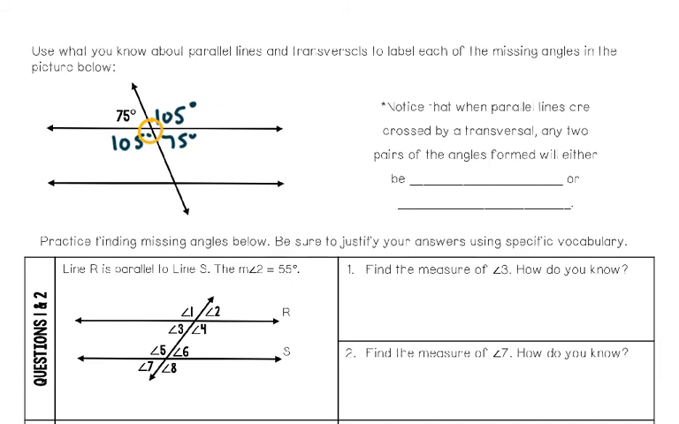These four corners match with these four corners. So what you want to do is just copy these measurements into where they match here. That means they're corresponding. So if that top left is 75, that one's 75. This is 105, the top right. This is 105 because it's vertical, and this one's 75. So transversals are awesome because you only need one angle measurement to fill out 8.